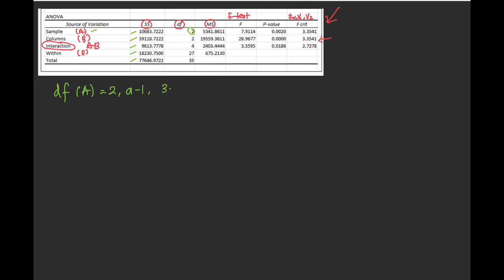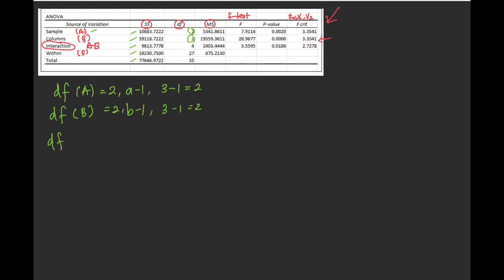So 3 minus 1 equals 2. Then you will get 2 there. How do we get degree of freedom factor B equals 2? Recall, our temperature has 3 levels: low, high and medium. So B minus 1, 3 minus 1 is 2. That's why you get 2 here.